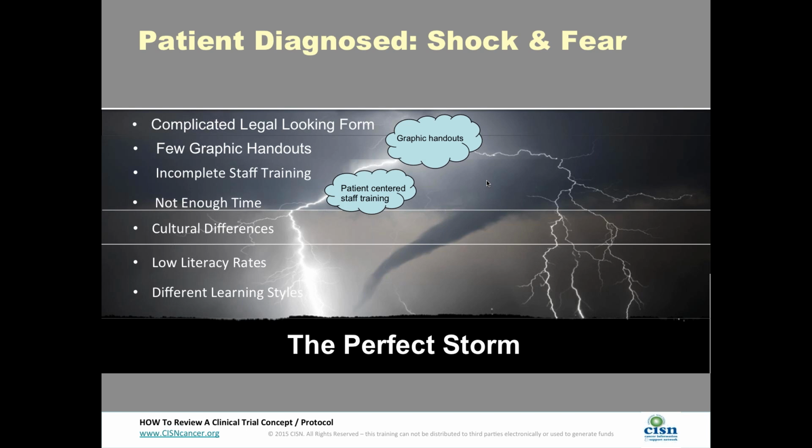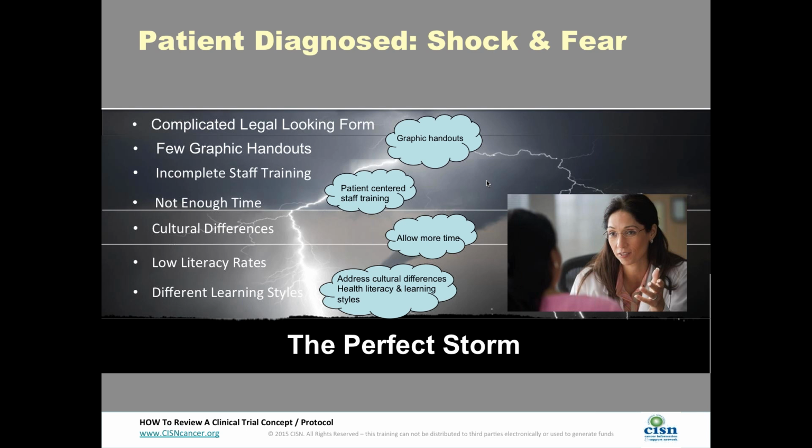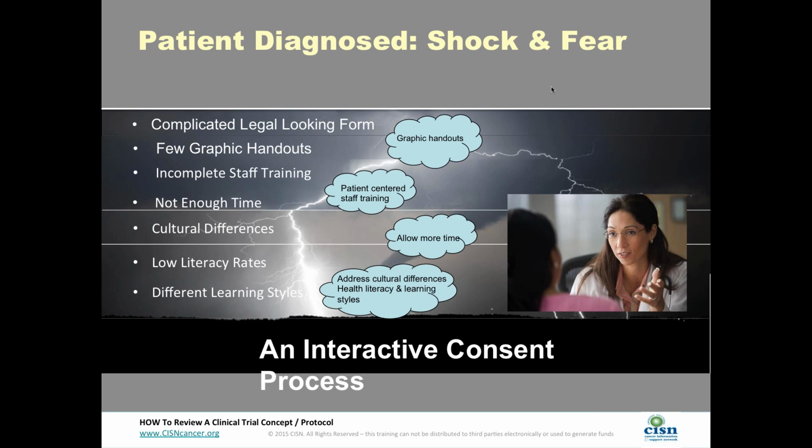So what we've been suggesting as a nonprofit for probably the last 10 years is to make sure there are graphic handouts, make sure that the staff has some patient-centered staff training, allow more time, always address cultural differences, health literacy, and learning styles, and hopefully, we can turn this into an interactive consent process.